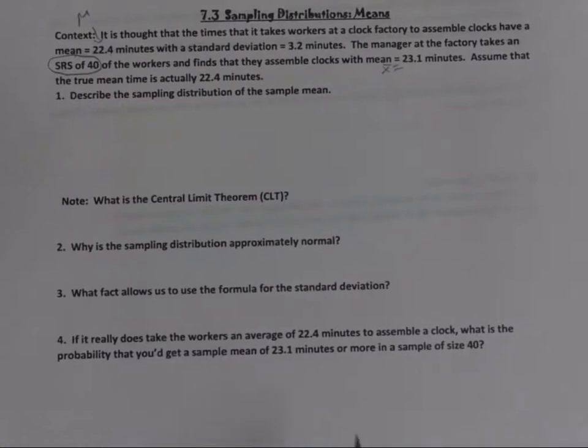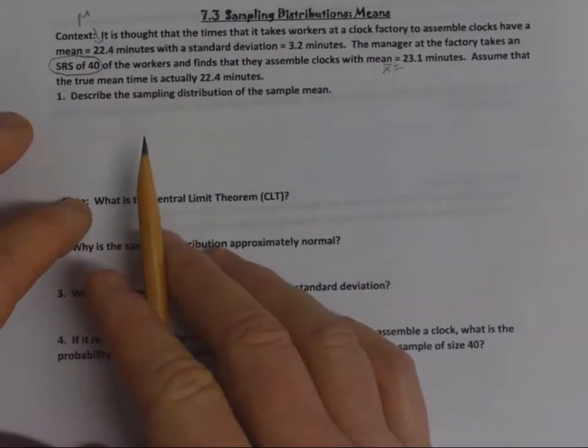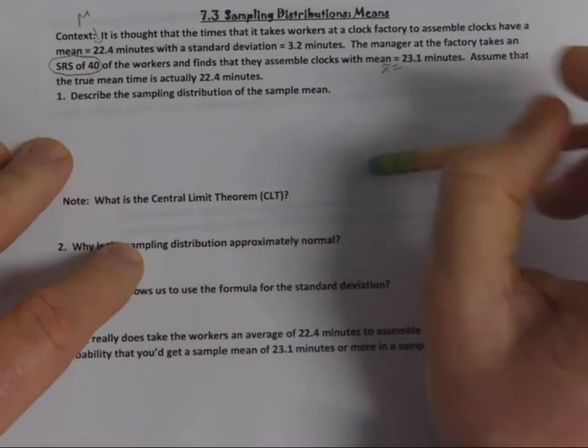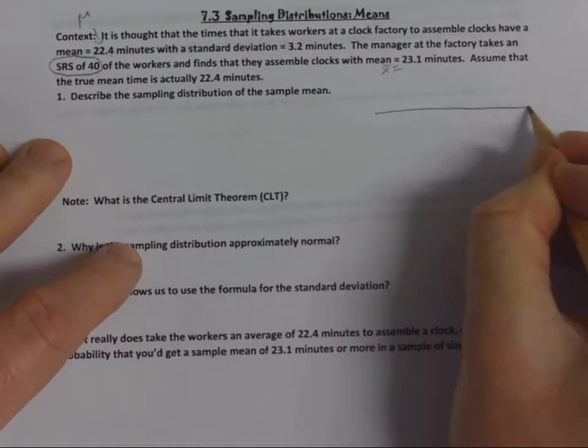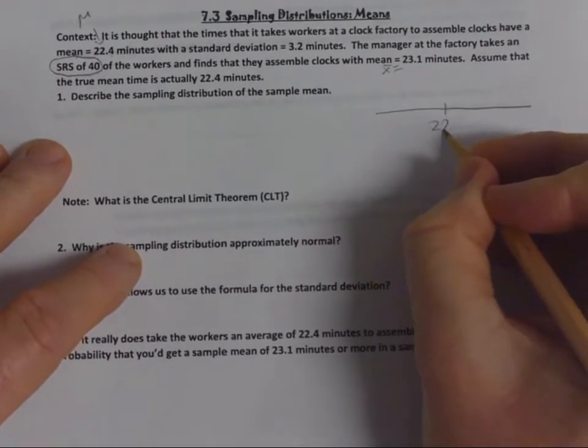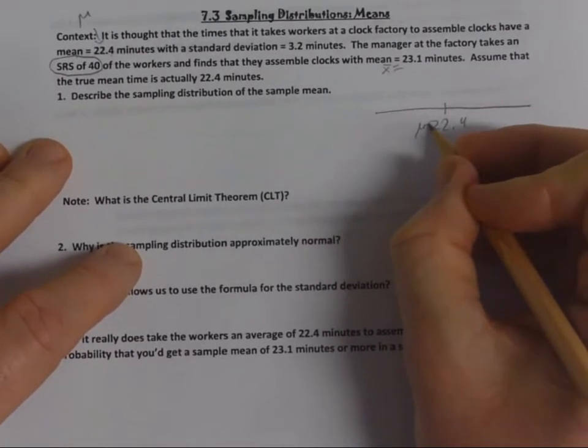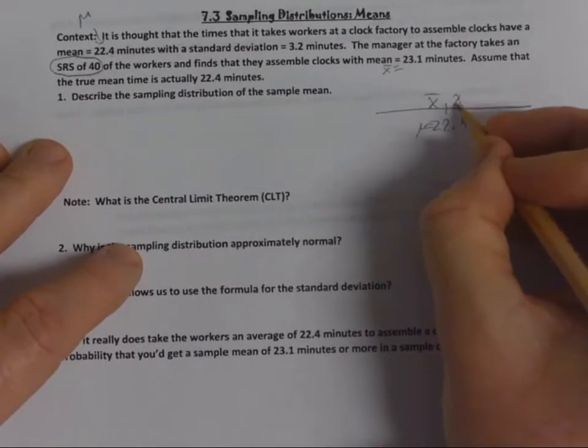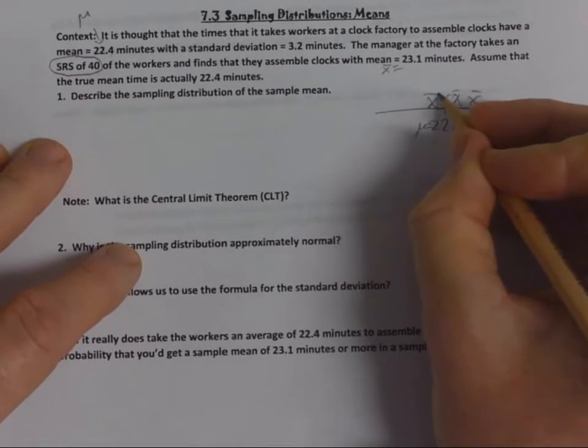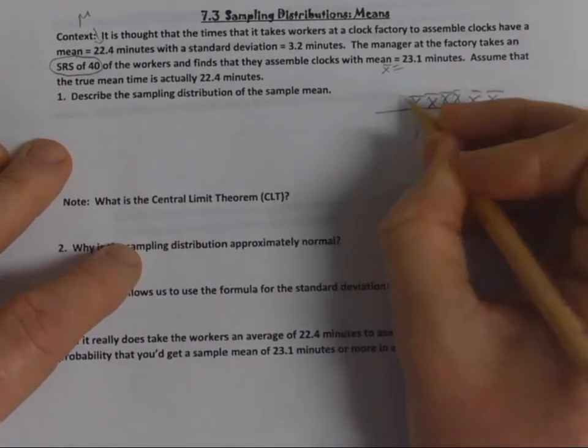And so in this case, it asks us to describe the sampling distribution. Well, let me kind of draw that again right quick. So the sampling distribution is going to be centered at mu. It's always going to be centered at mu, which is 22.4. Okay, it's going to be centered there.